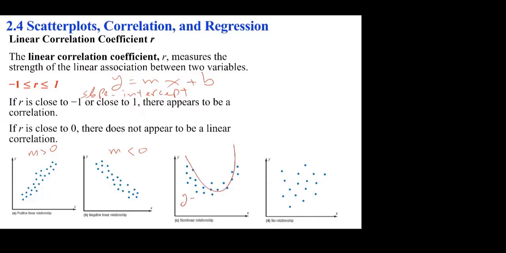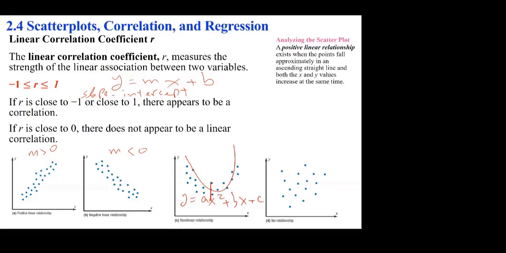Everybody remembers that. Y equals ax squared plus bx plus c. Okay, you don't have to worry about it, but just to refresh your memory. And the last one, there seems to be nothing there. All right, analyzing the scatter plot.